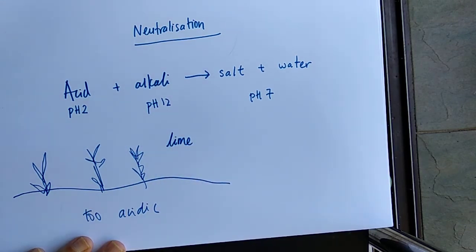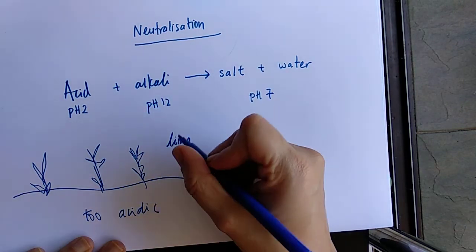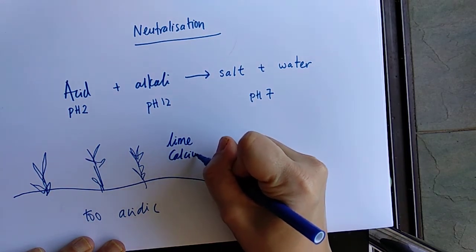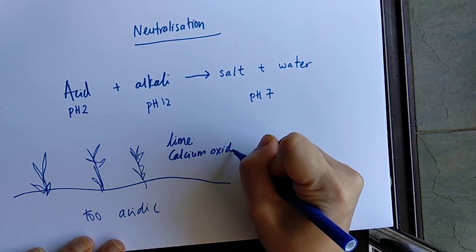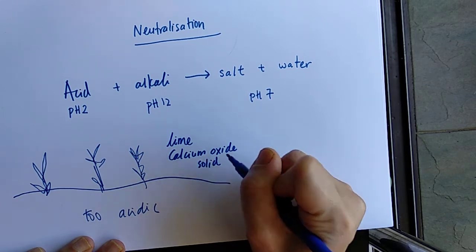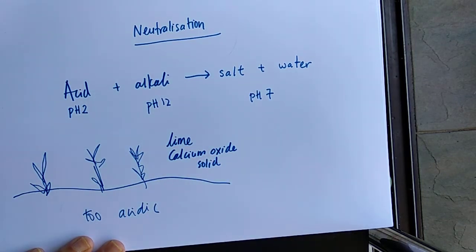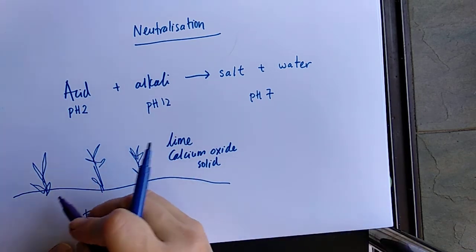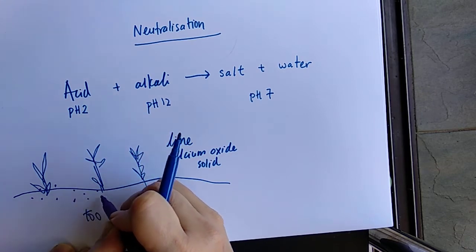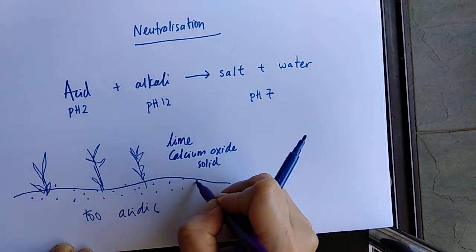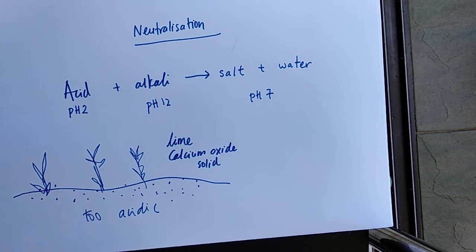Now, lime here is not talking about the fruit. Lime here is talking about calcium oxide. So calcium oxide is a kind of solid that can neutralize the acidic soil. So what people do is they take this lime powder and pour it onto the soil. Sometimes you see the fields are actually white. There are white powdery things on it. The white powdery things are actually calcium oxide. So this helps to neutralize the acidic soil.